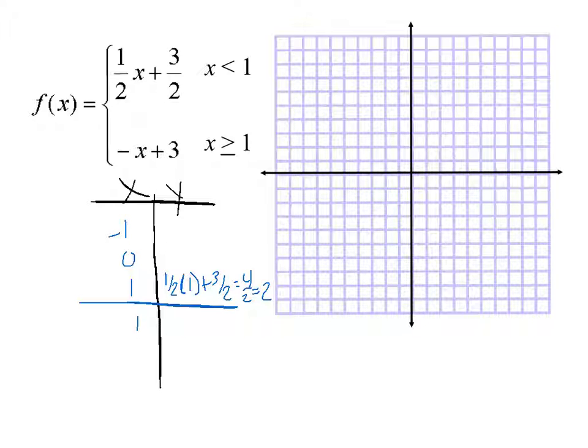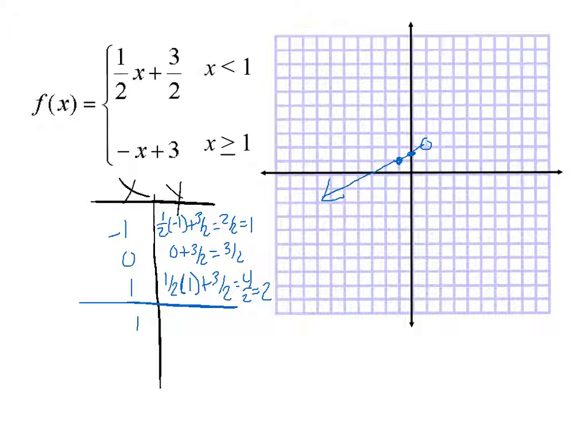Then I plug in 0, and I get 0 plus 3 halves, which is going to be 3 halves. And then I plug in negative 1, 1 half times negative 1 plus 3 halves. Okay, 1 half, that's a negative, plus 3 halves gives me 2 over 2, which is 1. Now this is going to be an open circle because it just says x is less than 1. So when we're doing the 1 comma 2, we're going to do an open circle. Then I go to 0 and 3 halves, and then negative 1 and 1. And there's my graph.